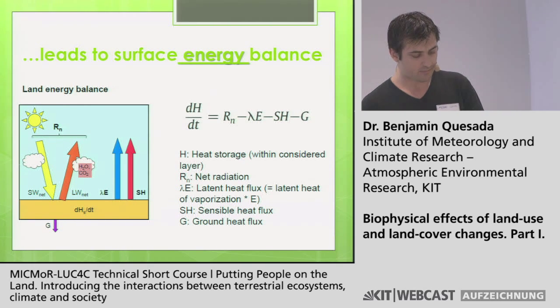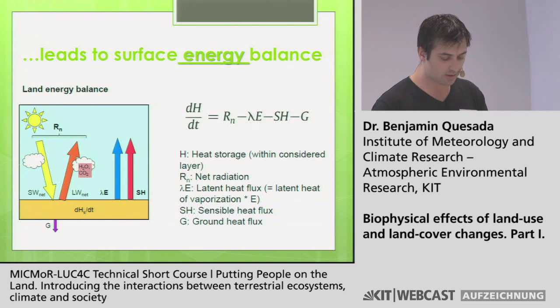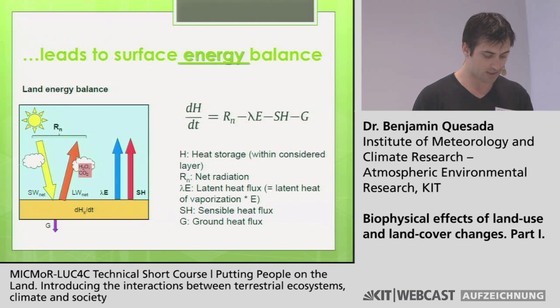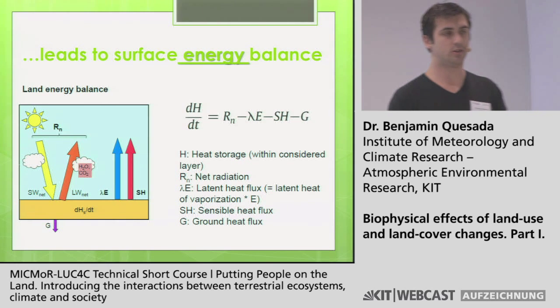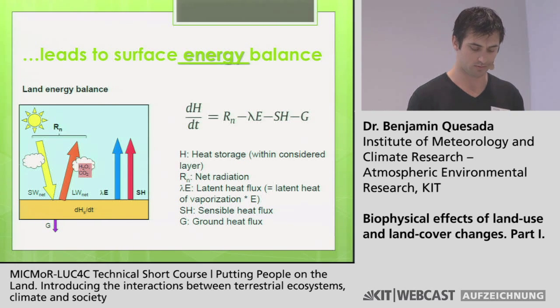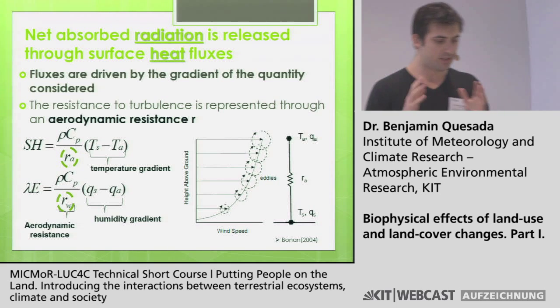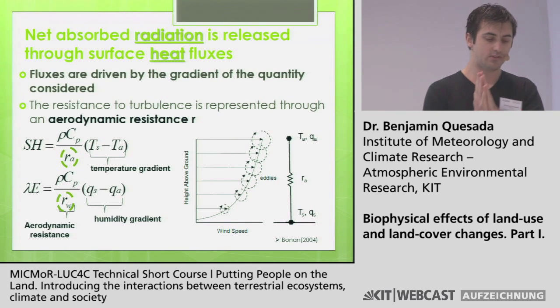And one order of magnitude less, we have, in general, the ground heat flux, that is heat flux by diffusion in the ground. So at equilibrium, we have the absorbed net radiation that is equal to the sum of these three fluxes. So the net absorbed radiation is released through the surface heat fluxes.